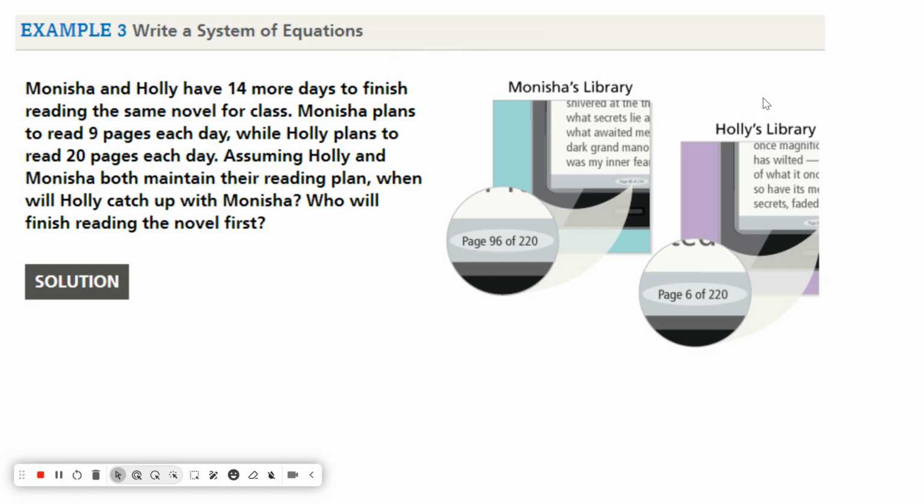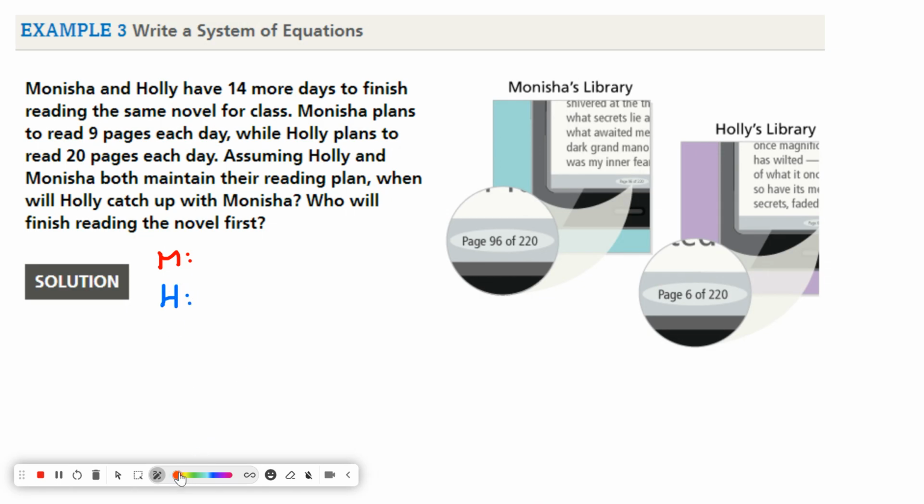So notice on the right-hand side, for Monisha's library, she is on page 96 of 220, and for Holly, she is on page 6 of 220. So we can see Monisha's quite a bit further ahead. Okay, so this is a system of equations problem, so we need to write down our two equations. This is going to be a Monisha equation, and then this will be a Holly equation.